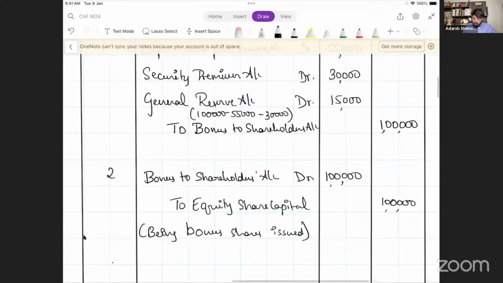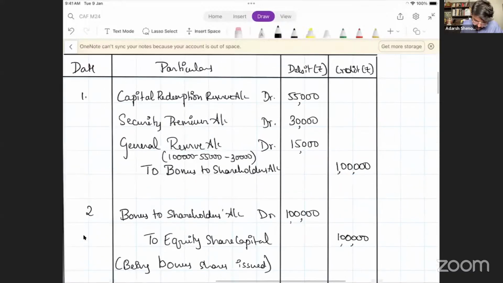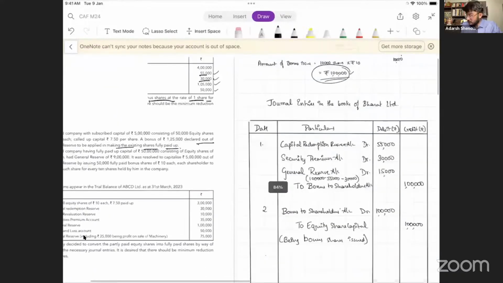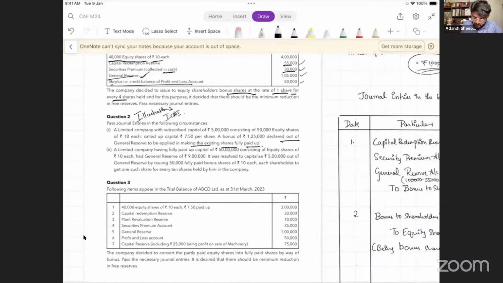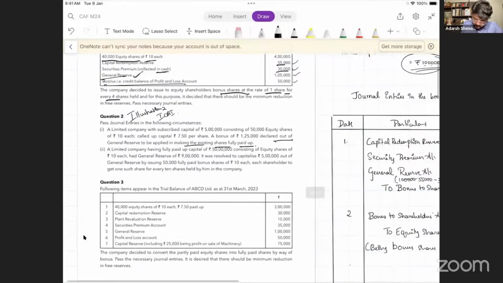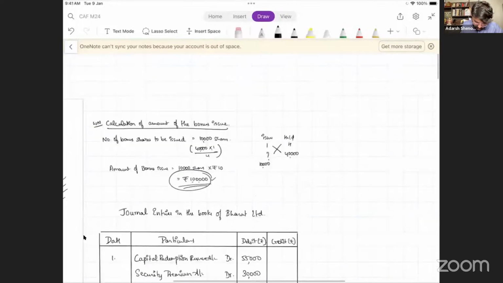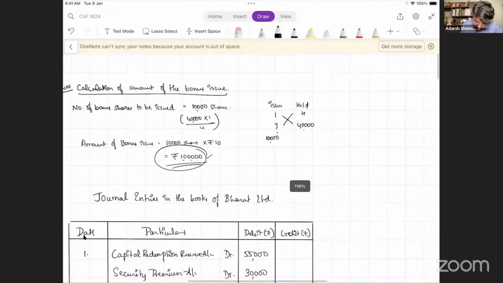Journal entries in the books of... I'm not sure how you interpret it. A limited company. The name of the company is not given, so I'll just write journal entries. And there are two cases. This is the first one. We are solving the first one first.